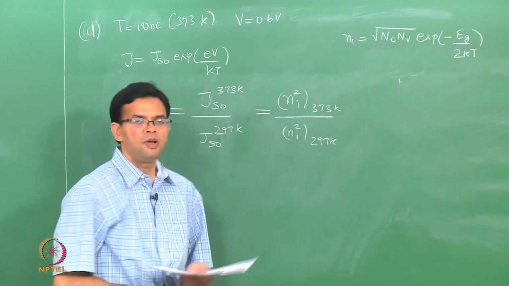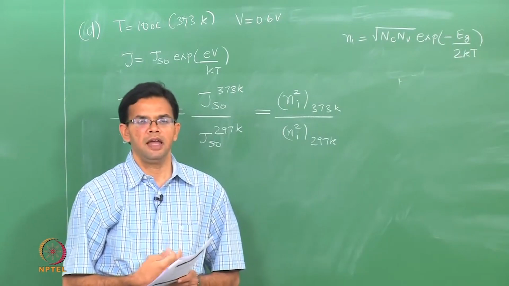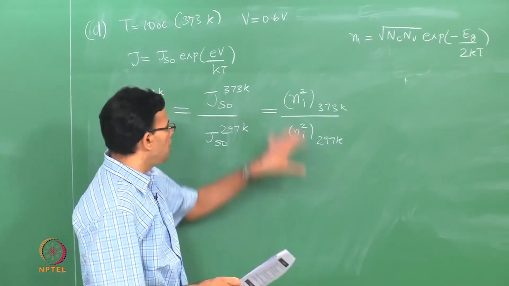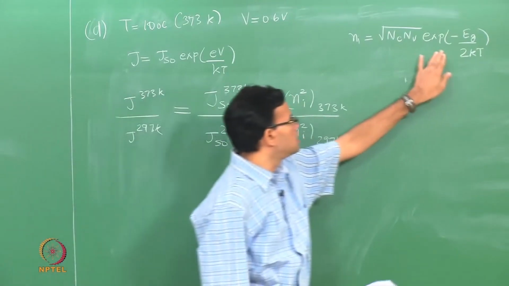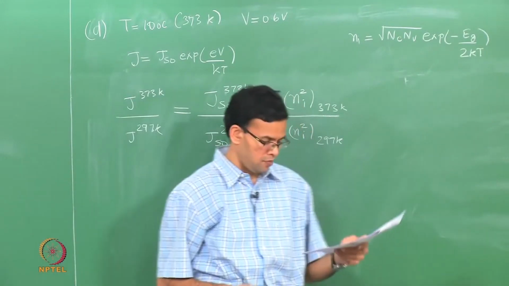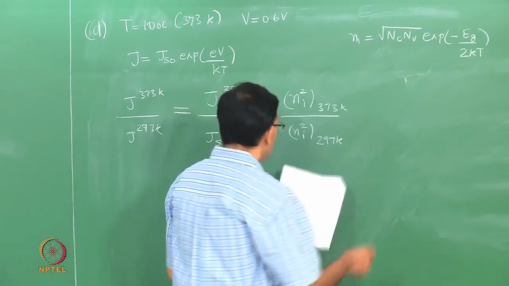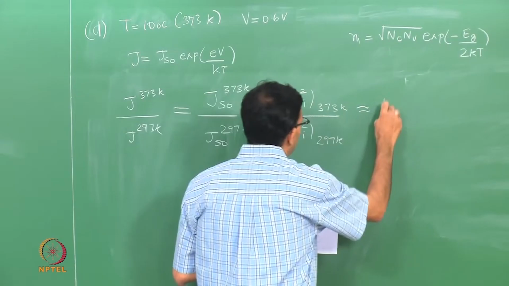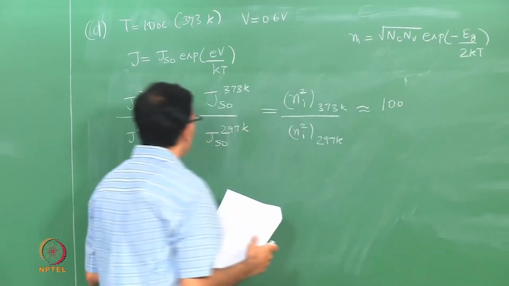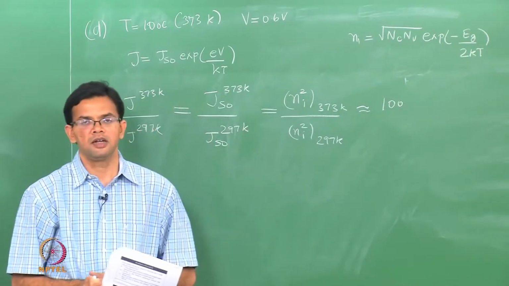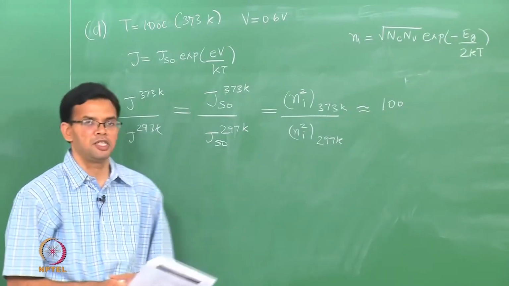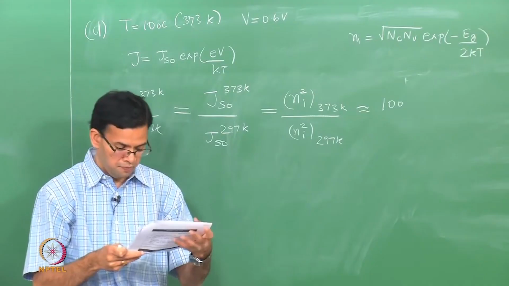So, for this problem we can take Nc and Nv to be independent of temperature. So, the ratio of Ni's is just given by the exponential term. If you do this, this ratio works out to be approximately 100. So, the reverse saturation current is increased by 100 when we go from room temperature to 100 degrees C.